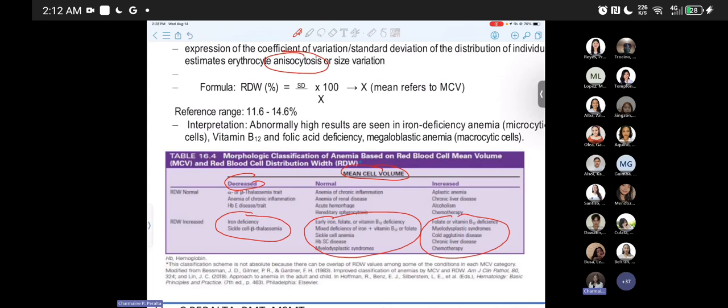Let's dissect it a little. RDW increased but MCV decreased, so microcytic. What are the microcytic cells? Iron deficiency anemia, sickle cells. Next, RDW increased and MCV increased. What are the conditions? Megaloblastic, pernicious, folate deficiency, chronic liver disease, chemotherapy, cold agglutinin disease.